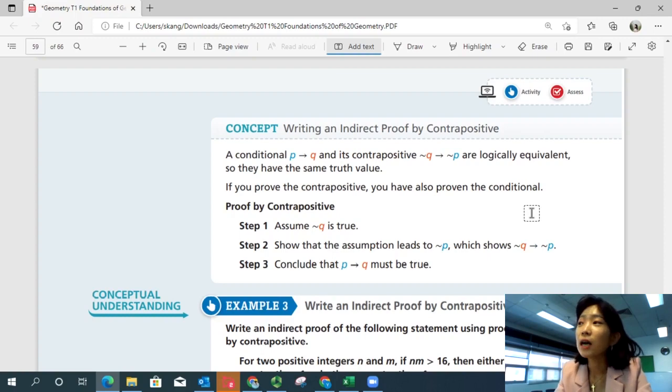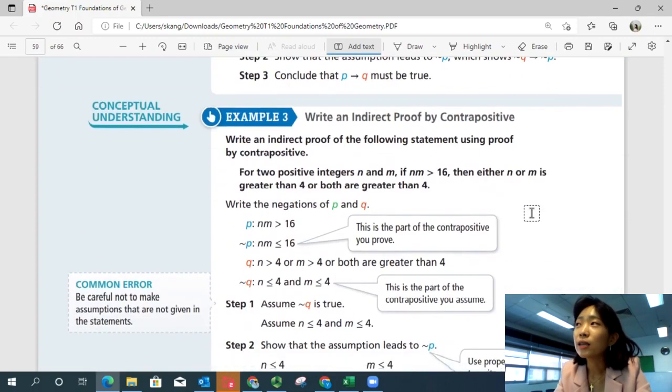So let's practice. Example 3. Write an indirect proof by contrapositive. Look at this statement. For two positive integers n and m, if n times m is greater than 16, then either n or m is greater than 4, or both are greater than 4. We're going to write the negations of P and Q. What are the P and Q?